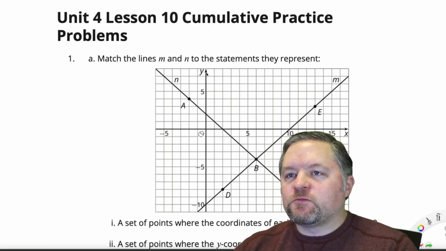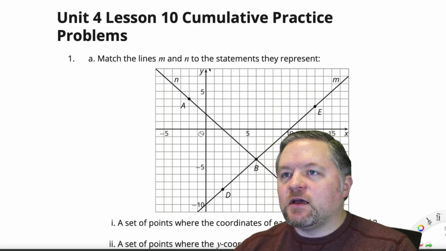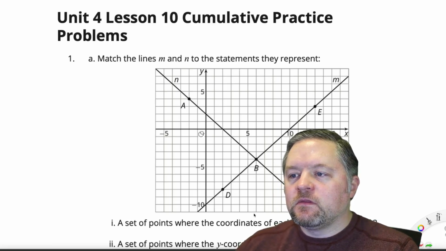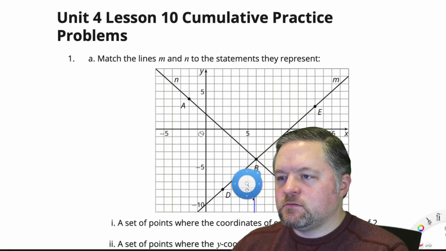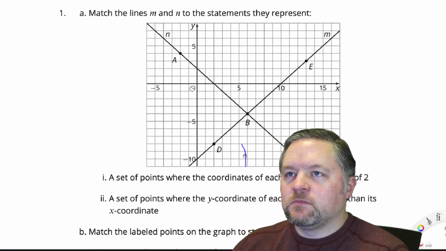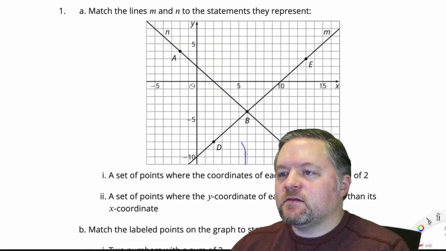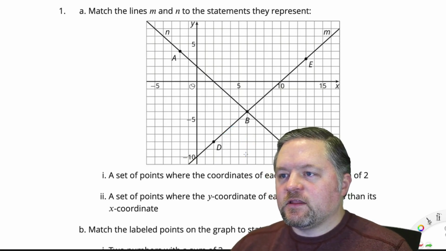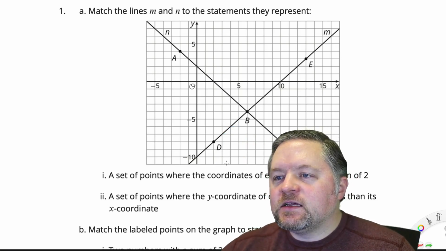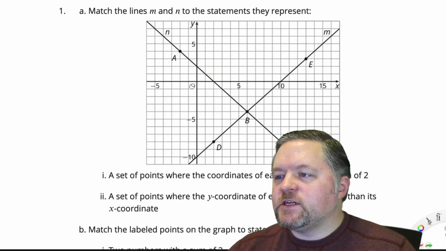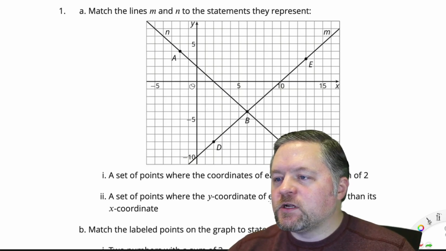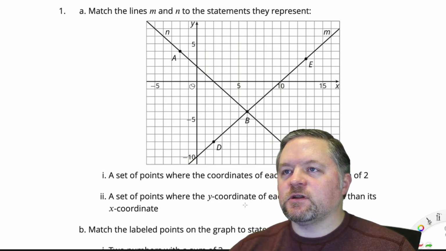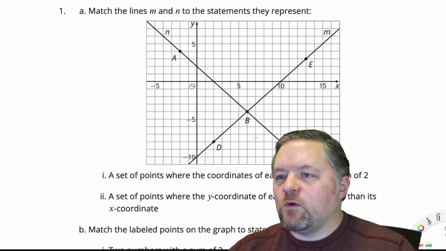Okay, our first problem here says match the lines M and N to the statements they represent. Let me move this up a little better so we can see. Get rid of that accidental blue line. A set of points where the coordinates of each point have a sum of 2. A set of points where the y-coordinate of each point is 10 less than its x-coordinate. So which one is which?